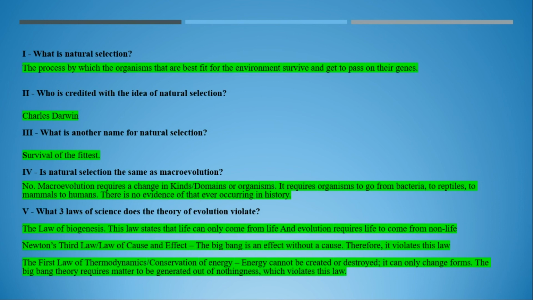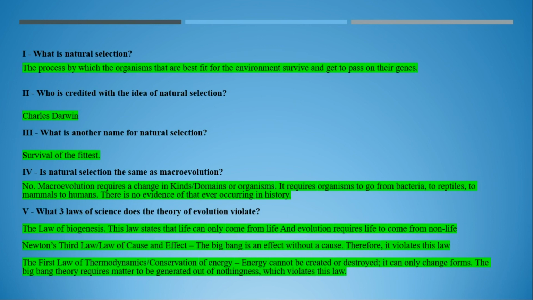Now, there are three big laws of science that the theory of macroevolution violates. Really, it violates more, but these are the three that I want you to know. The first one is the law of biogenesis. I know you guys talked about Louis Pasteur and him disproving this idea of spontaneous generation with his experiments. He showed that if you're going to have a living organism, living bacteria, anything that's alive has to come from something that was already alive. Life must come from life. Life cannot come from non-life. That's our law of biogenesis.